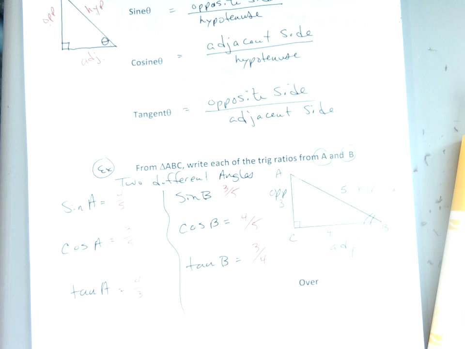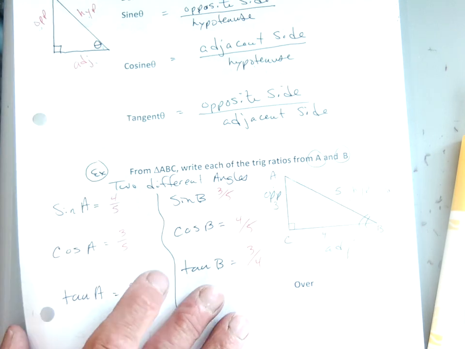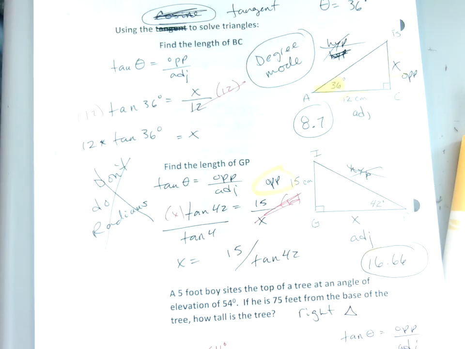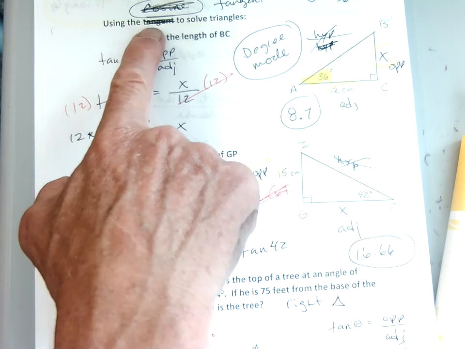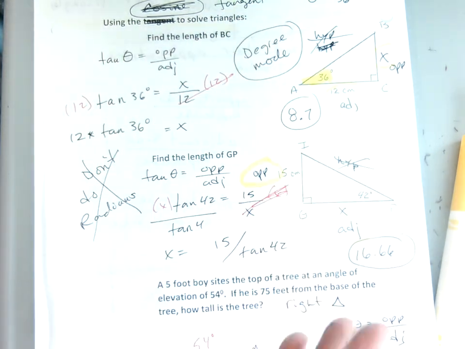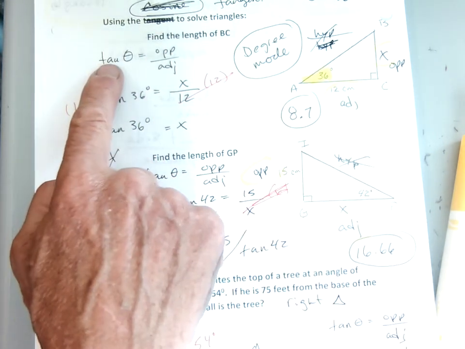Okay? Now, where do we use this stuff? Because so far it's just a matter of putting in these ratios. It's used quite a bit. So here is a real life example. It says using tangent to solve these triangles. First of all, tangent we know is opposite over adjacent.